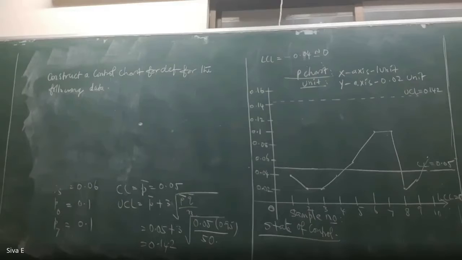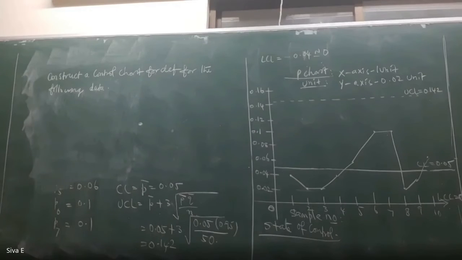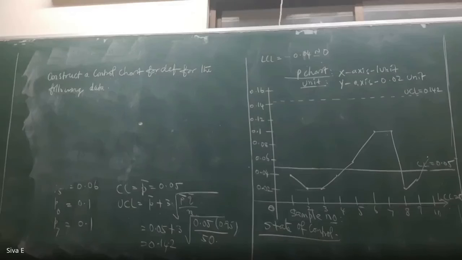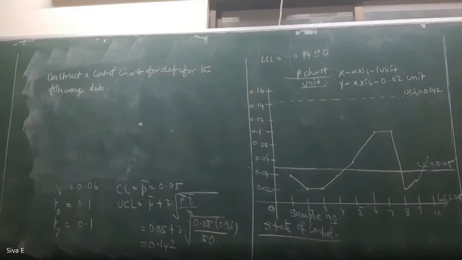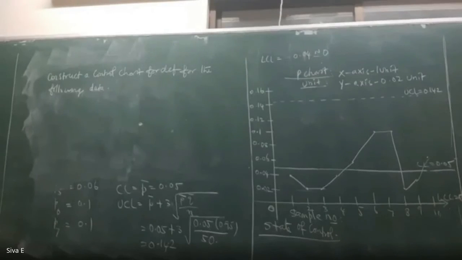Very simple, na. The points lie between the UCL and LCL. Correct. Very simple. So, listen, all the points lie between the lower control limit and the upper control limit. Therefore, the process is under control. That's all. The simple one. You can write in your own words. That is not wrong.